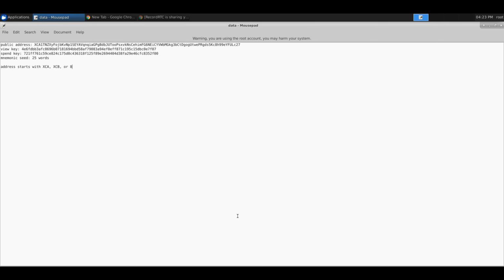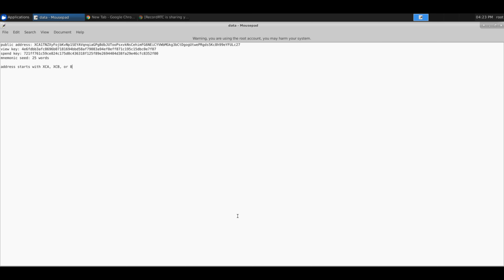XCB addresses, one note on this, are not actually real addresses, which is why I called them a wrapper, an equation of XCA plus encrypted payment ID equals XCB. If you send a public transaction to an XCB, you can find that it converts it to the XCA plus the payment ID.